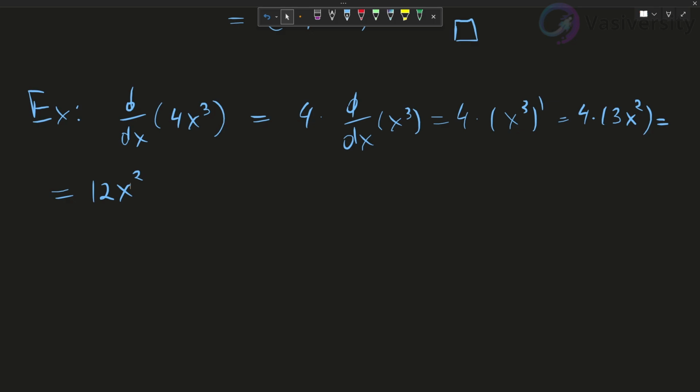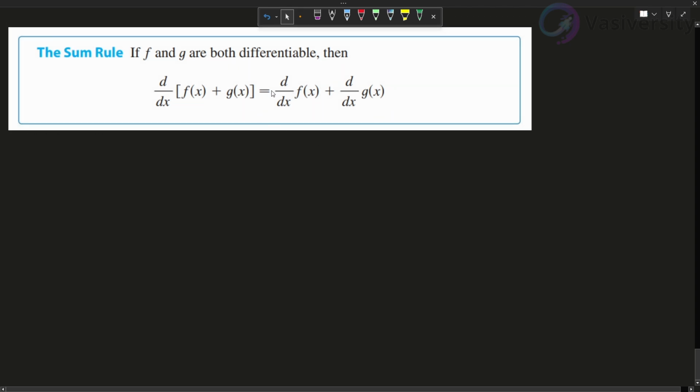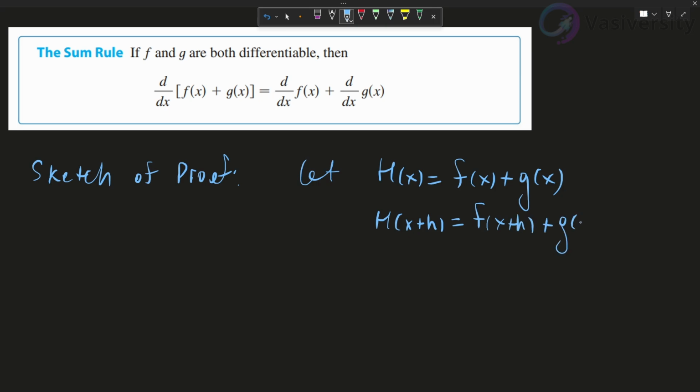So then the next rule I will let you prove on your own. You want to prove that for the sum of f and g, if f and g are both differentiable, we can just distribute the differentiation. And essentially, that works out because of the limits. Here's a sketch of the proof. Let capital H of x be equal to f of x plus g of x. When you do H of x plus h, it is going to be f of x plus h plus g of x plus h. So you will get the limit, and you can separate the limit, so you will turn out to have the derivative of f and the derivative of g. So that is pretty straightforward.